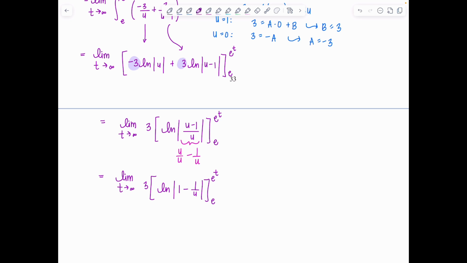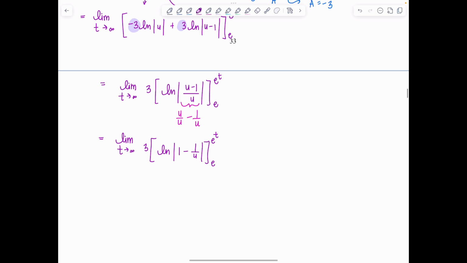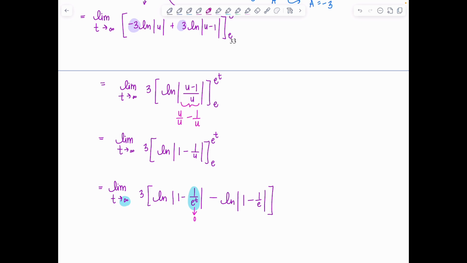So think of math the same way. If there are things you can combine and simplify, take care of it, because I'm going to have such a cute little limit in just a second. All right, we're almost there. The limit as t goes to infinity of 3 times natural log absolute value of 1 minus 1 over e to the t, minus natural log absolute value of 1 minus 1 over e. Okay, we good? Perfect. As t goes to infinity, 1 over e to the t goes to 0. Then this is just natural log of 1, so this whole thing goes to 0.